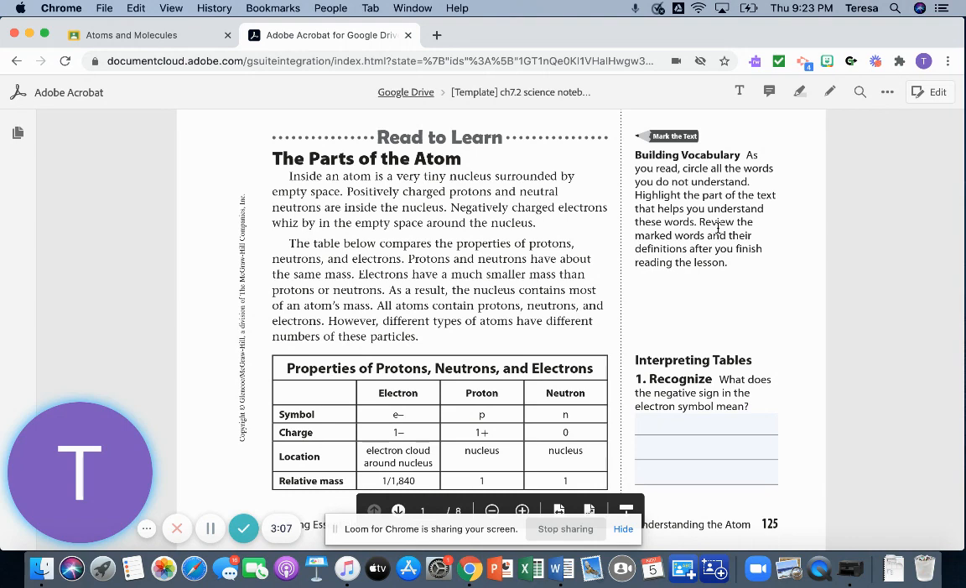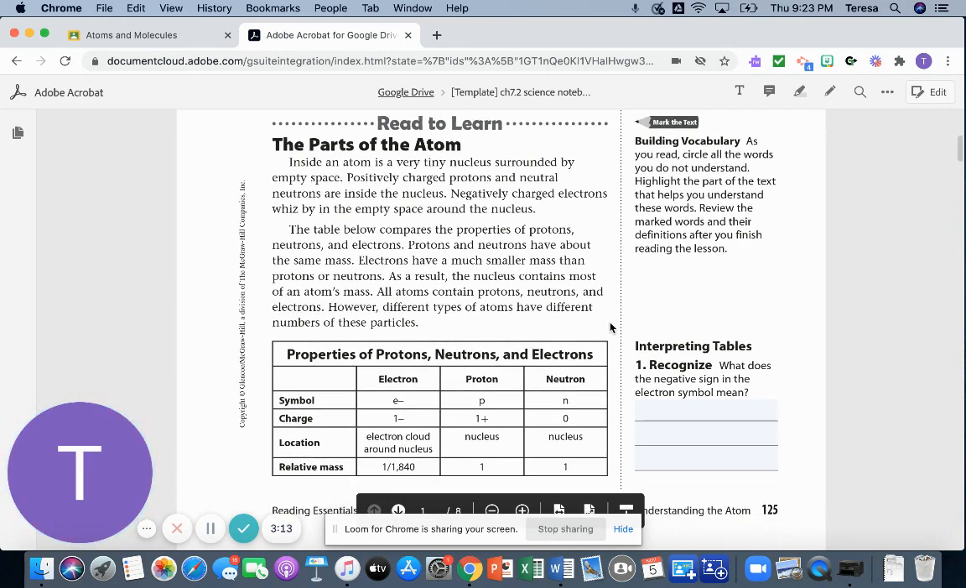Review the marked words and their definitions after you've finished reading the lesson. In science, there is a lot of terminology, a lot of words that aren't used in everyday language, so we've got to become familiar with them. The more you can practice using them, that's why I give you guys the vocabulary Quizlets. The more help you will have in getting familiar with those terms. All right, so let's get started.